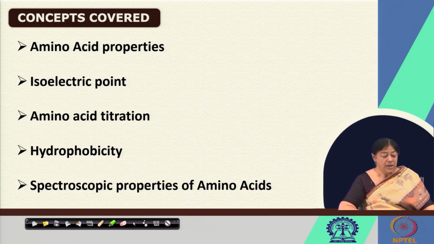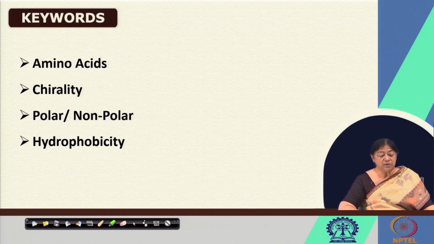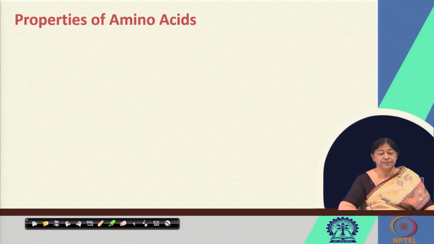the hydrophobicity of the properties of the amino acids, and the spectroscopic properties, which we will do in the next lecture. Now, to look at amino acids, we understood what chirality meant, the polar and the non-polar parts, and most important, the hydrophobic characteristics of these amino acids.